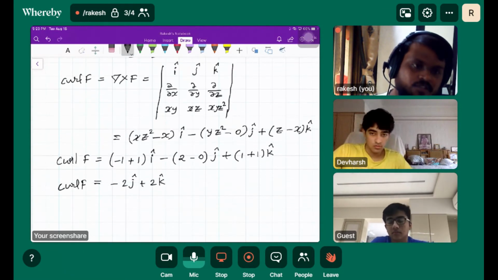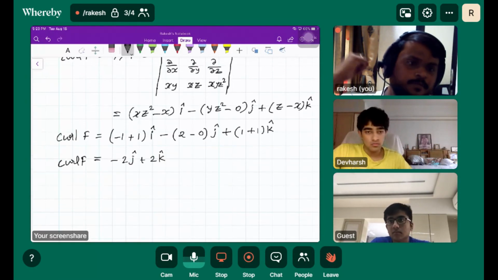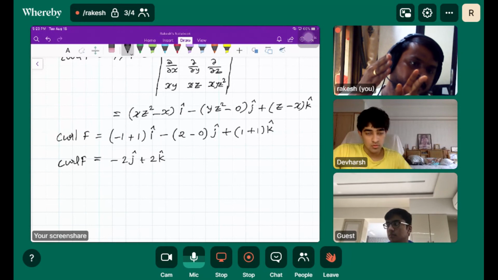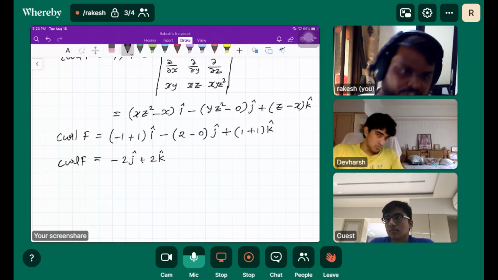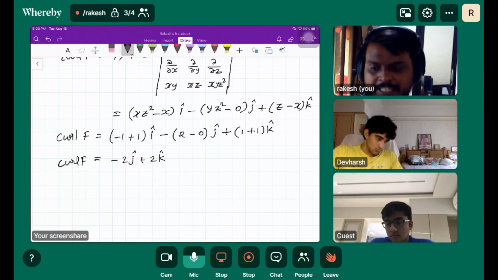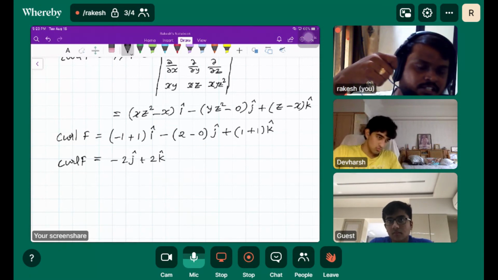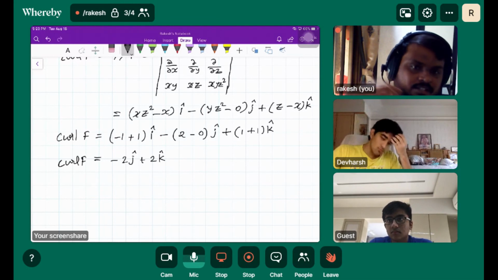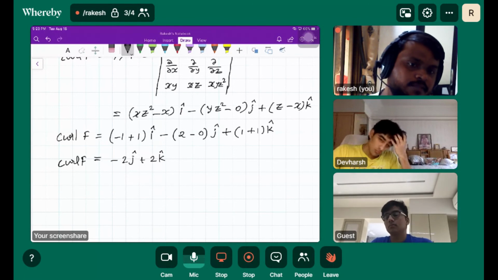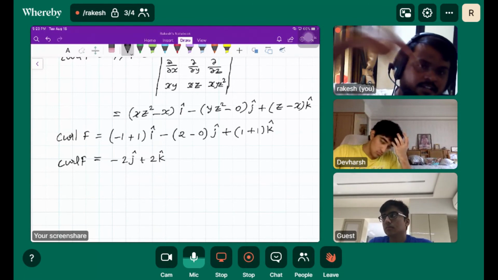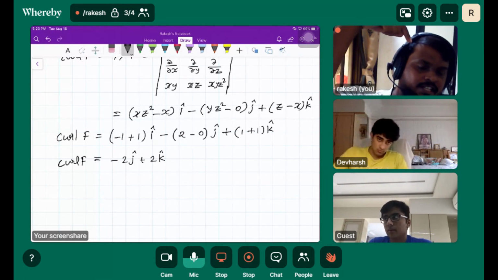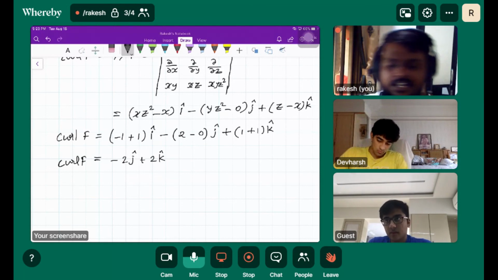This has to be a vector because it is a vector product. What does this imply? If the paddle is aligned parallel to this vector, then it will have a maximum rotation. The direction of this vector is minus 2 units in the j direction and positive 2 units in the k direction, minus 2j plus 2k. That gives you the vector.